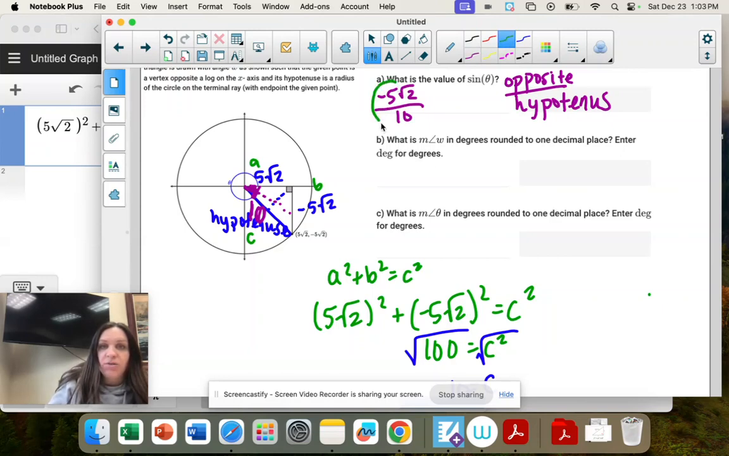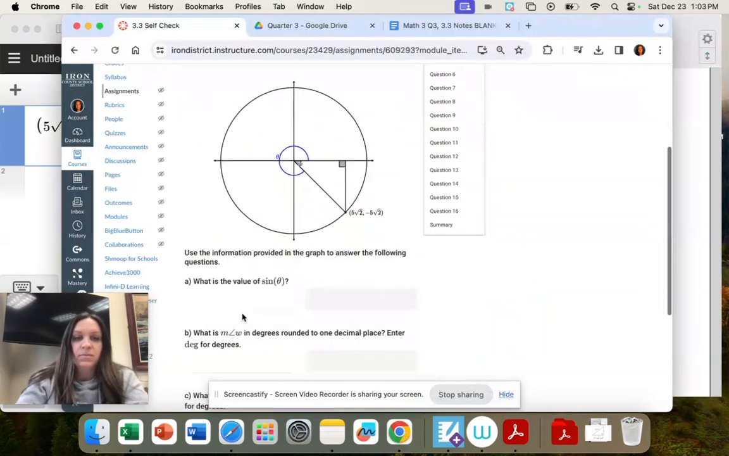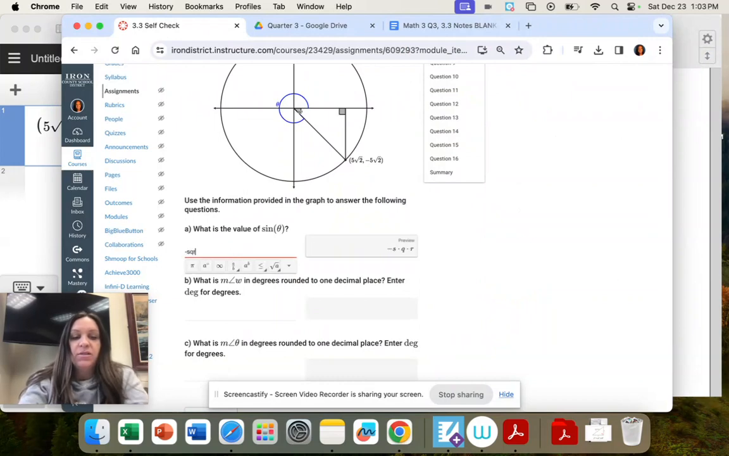And then we're going to reduce our fraction. So negative 5 over 10, those both divide by 5. And we're going to get left with negative square root of 2 over 2 when that reduces. So negative square root of 2 over 2.